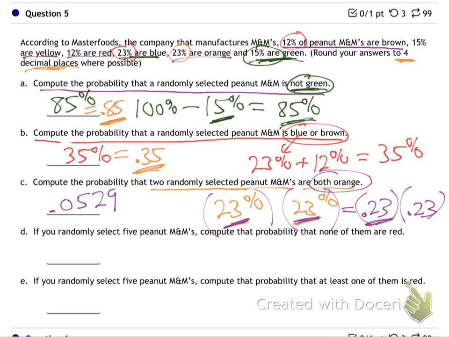So if you reach in or you pour and you randomly get 5, what's the probability that none of them are red? What's the chance that none are red? I feel like it's easier to find the probability that 5 are red and subtract that from... Just multiply them 5 times and then subtract that from 1. That gives the probability that none are red.